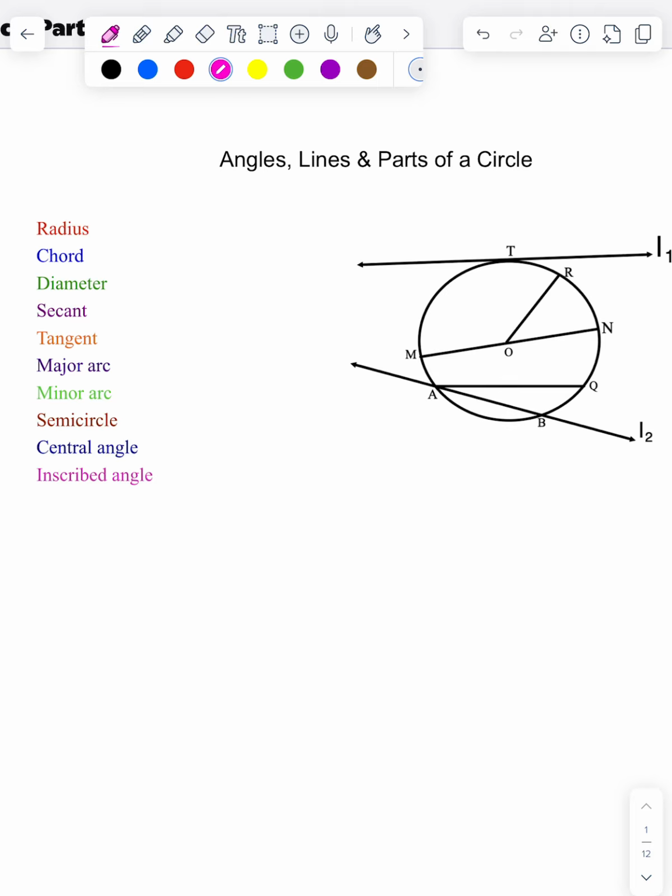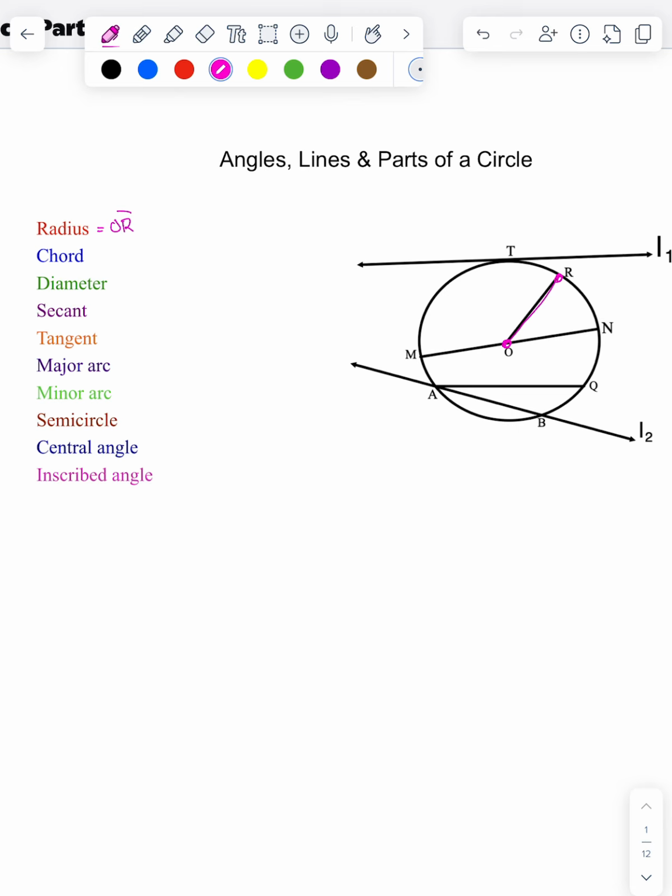In this video, we're going to talk about angles, lines, and parts of a circle. A radius is a segment that connects the center of a circle to a point on the circle. In this circle, O is the center of the circle, and R is a point on the circle, so OR would be an example of a radius of the circle.